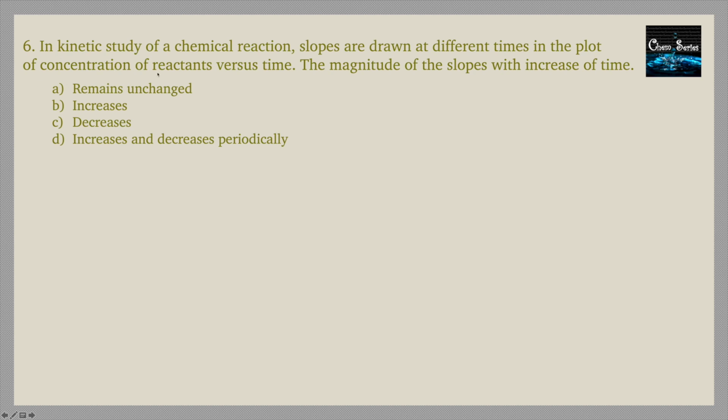Sixth problem. In a kinetic study of a chemical reaction, slopes are drawn at different times in the plot of concentration of reactants versus time. The magnitude of the slopes with the increase of time remains unchanged, increases, decreases, or increases and decreases periodically. I have already given the graph, the plot between the concentration of the reactants as well as the product versus time, in my lecture video. They have asked about the concentration of reactants versus time and what happens to the magnitude of the slopes with the increase of time.